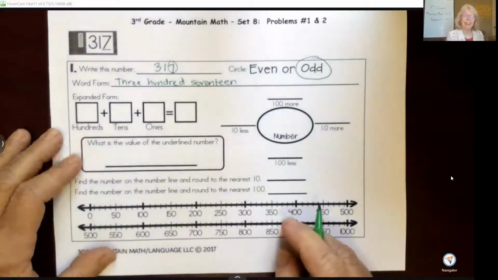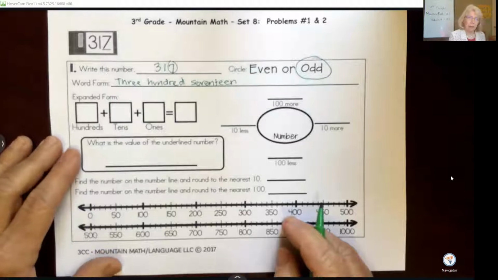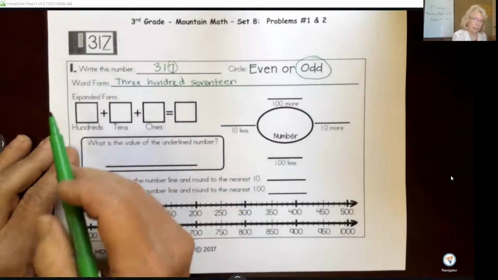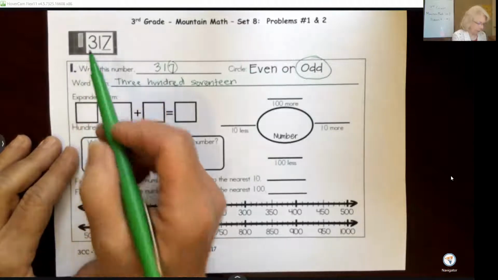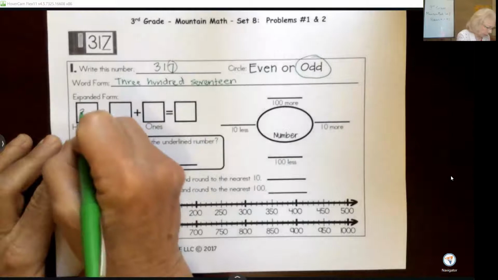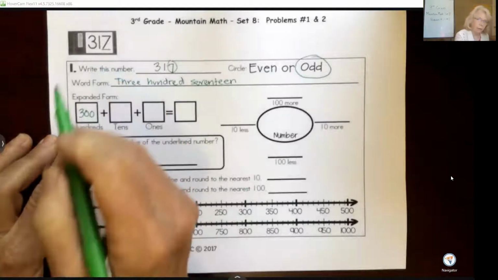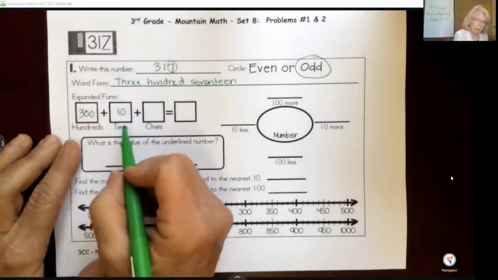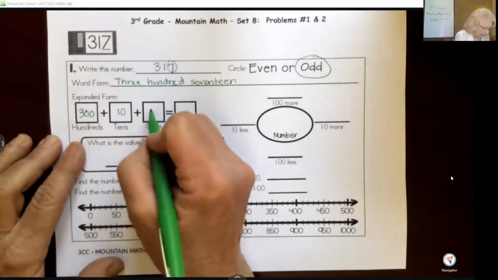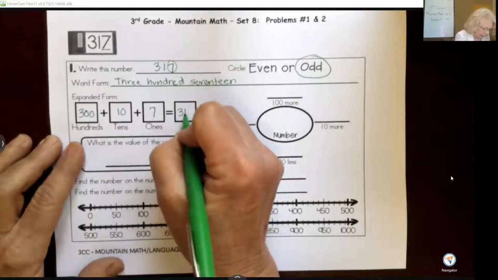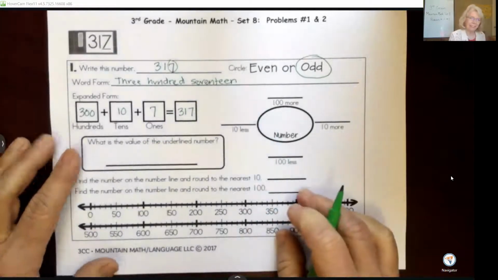Okay. Now, in expanded form, we care about the value for each digit, which is determined by its place value. So in the hundreds place, that 3, the value is 300. The 1 in the tens place gives us 10. And 7 in the ones place gives us 7. We add those together and we get our number, 317.